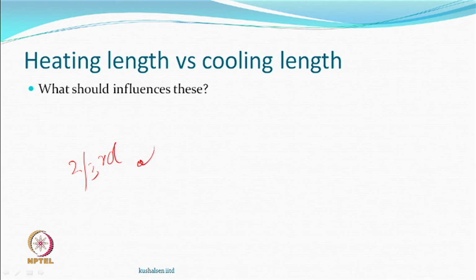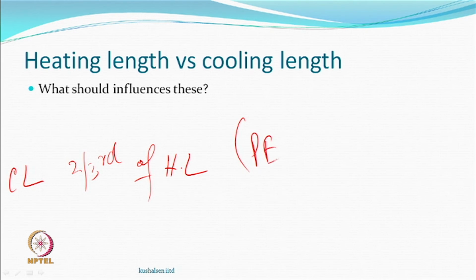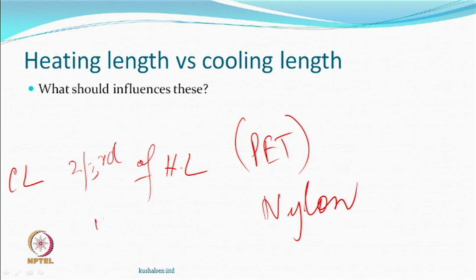Two-thirds of heating length. So, cooling length is 2/3 of heating length in the case of, let us say, polyester, while for nylon it is 1/3 of the heating length.